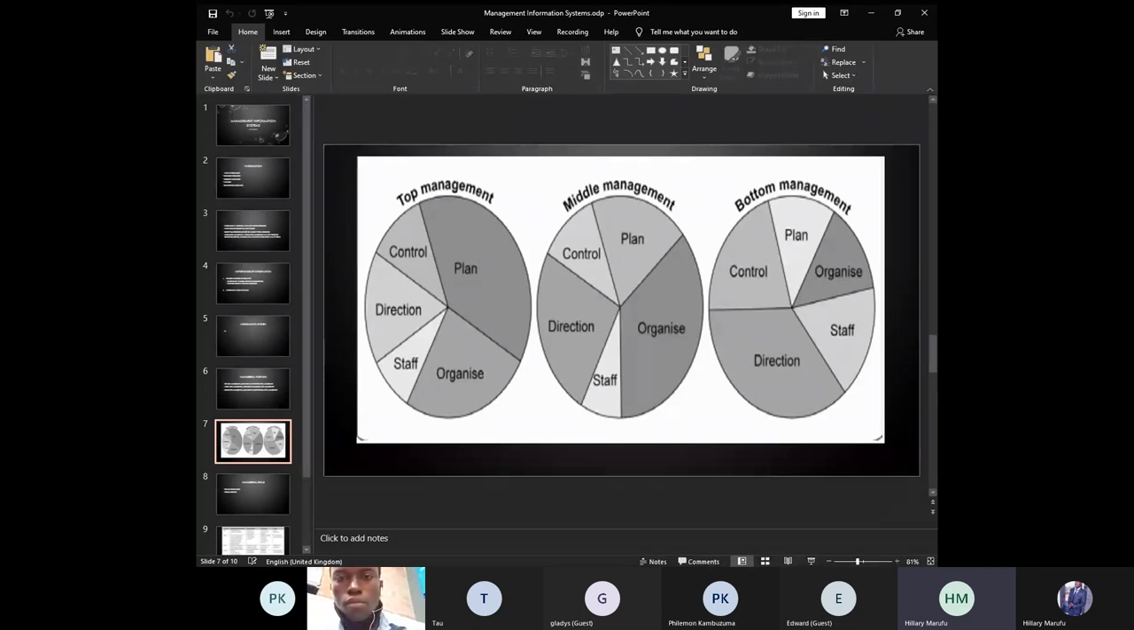Two, if you notice how they are communicating, that's the information being passed from layer to layer. So it is very important for you to understand these pie charts. Like I said before, these pie charts are more or less the same as the assignments we gave you, where I was asking you to explain positions in management. We are saying there's top management, middle management, bottom management, and there's accounts, human resources, manufacturing, and marketing.